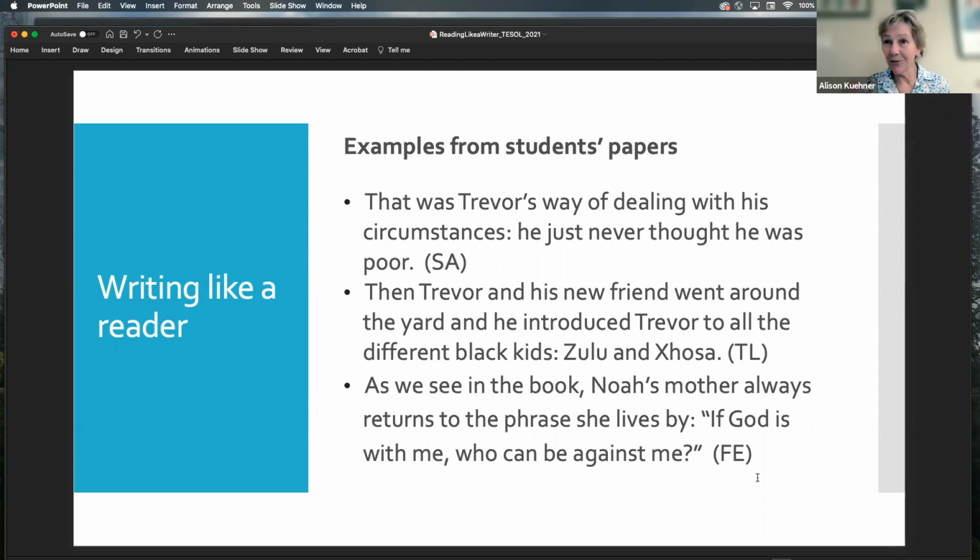And again, these are from students, many students, different papers. They use colons in different ways. This comes right at the end of the semester. They're maybe not quite as facile with using colons as they become with appositives, but I rather like this last example. As we see in the book, Noah's mother always returns to the phrase she lives by: if God is with me, who can be against me?